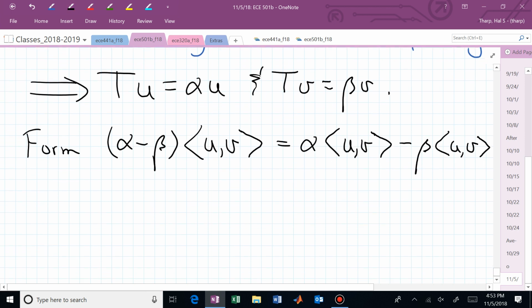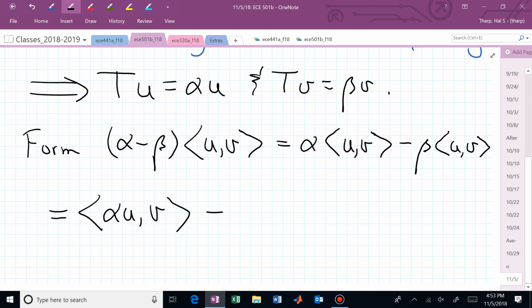Haven't done anything magical yet. But now let me push that through. Let me move alpha into the first slot. That's easy because there's homogeneity of the first slot. That now says that I have alpha u comma v. But let me push beta into the second slot. And if I push beta into the second slot, I now need to conjugate beta. So now the conjugate of beta is applied to v.